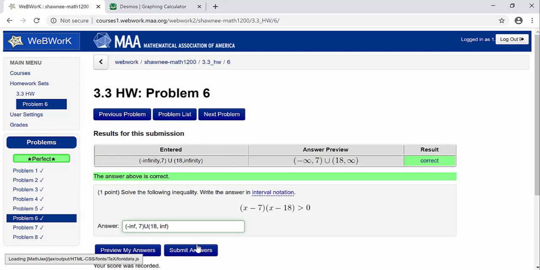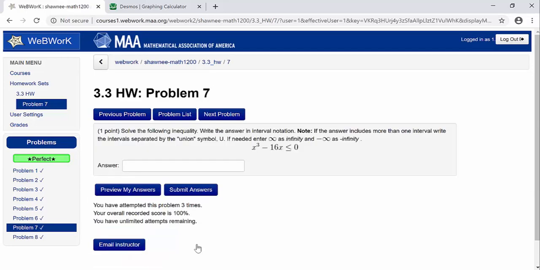Moving on to number 7. For number 7, we have to solve another polynomial inequality and enter our answer in interval notation. So this expression is a little bit harder because it's not in a factored form, but we're going to use the same principles. We're going to set this equal to a function, and then the solution to this inequality will be when the graph of this function is below or on the x-axis, because we have an expression less than or equal to 0.